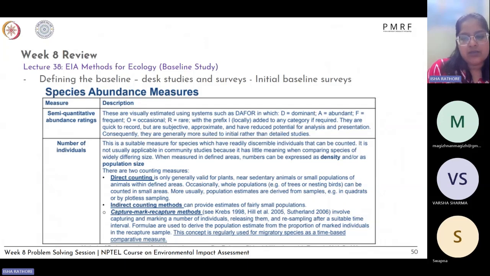And then capture, mark, recapture method. So this is a method in which you capture and mark the individuals of different species, and then you release them, and then you keep catching new ones, and then you see how many of them are recaptured, like how many of the members you have already marked and they are getting recaptured. So then you estimate how many are new and how many members might be there if you are getting already marked members after a certain point. So these are methods for number of individuals measured.